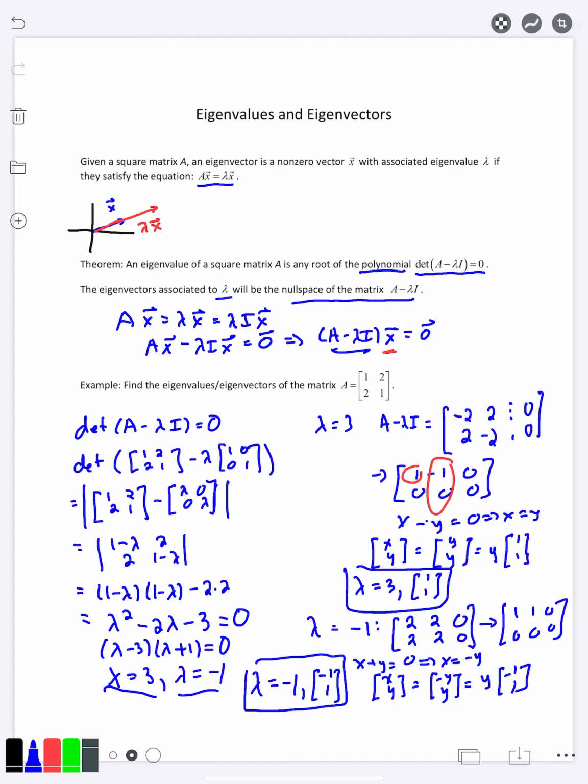Generally, when they ask you a problem here, they just want you to find any single eigenvector. It doesn't really matter which one you find. But this is our process here for how we do this.